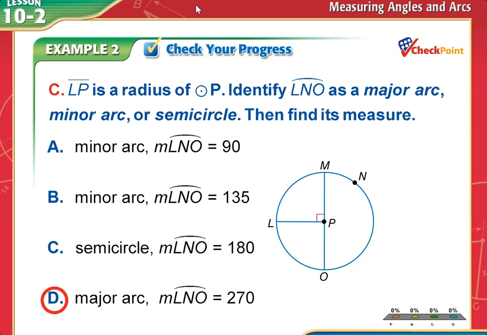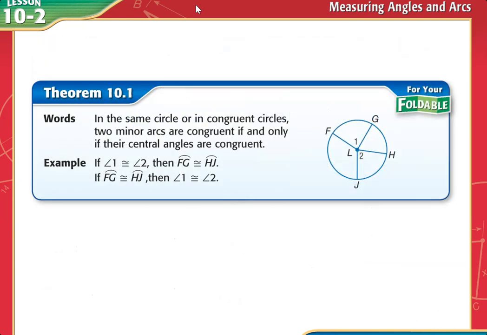Okay, now we have a theorem. Theorem 10.1 says, in the same circle or congruent circles, two minor arcs are congruent if and only if their central angles are congruent. That seems pretty straightforward. We have angle 1 and angle 2 being congruent, therefore arc FG must be congruent to arc GH.